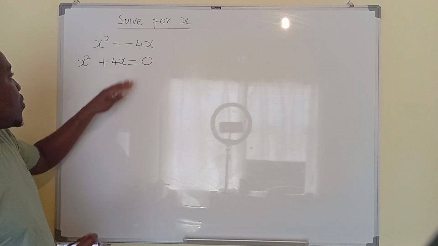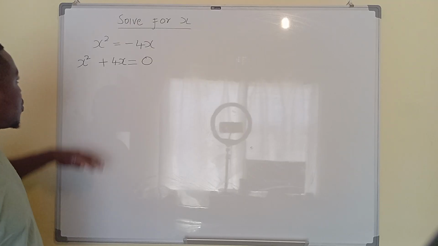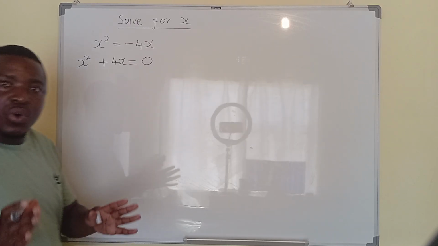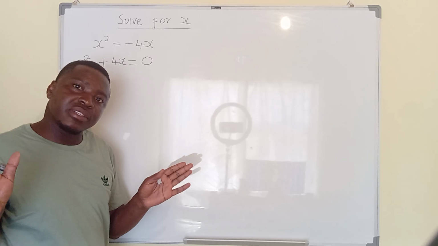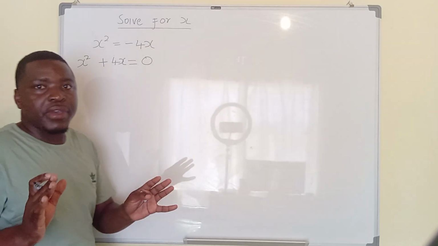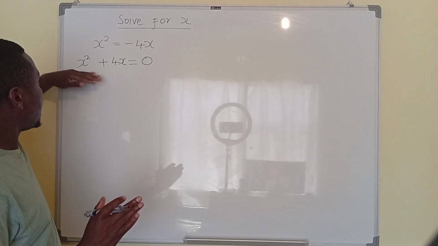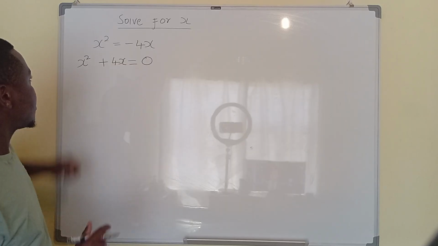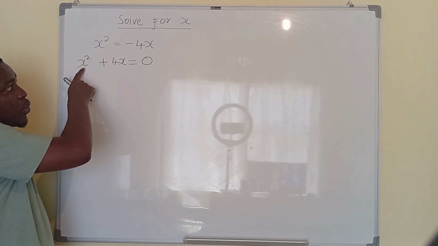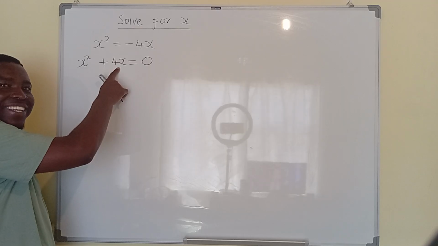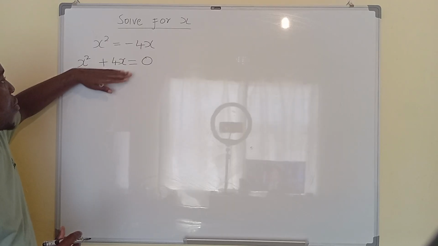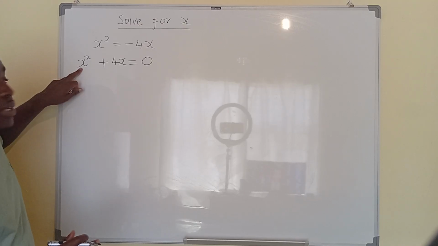Then our equation is going to be equal to 0. So what is the next step when the equation is like this? The next step is simple. We are going to look at a common factor that appears between both these terms. Here in x squared, we have x inside x squared. Here in 4x, we have what? x also. So our common factor here is x.